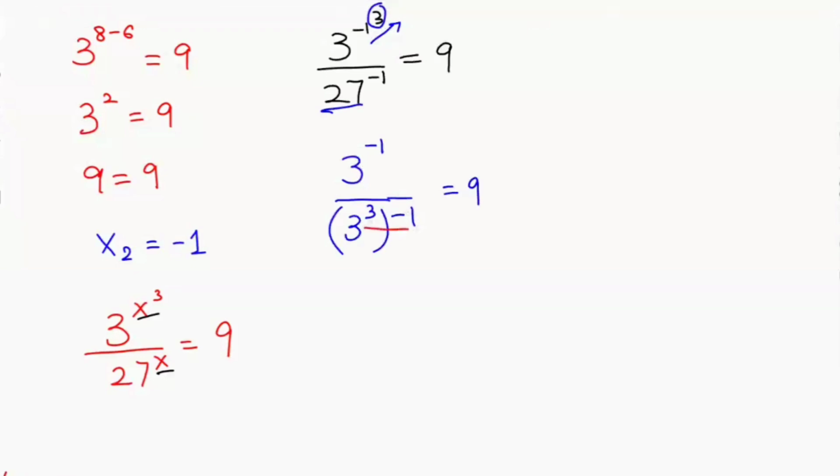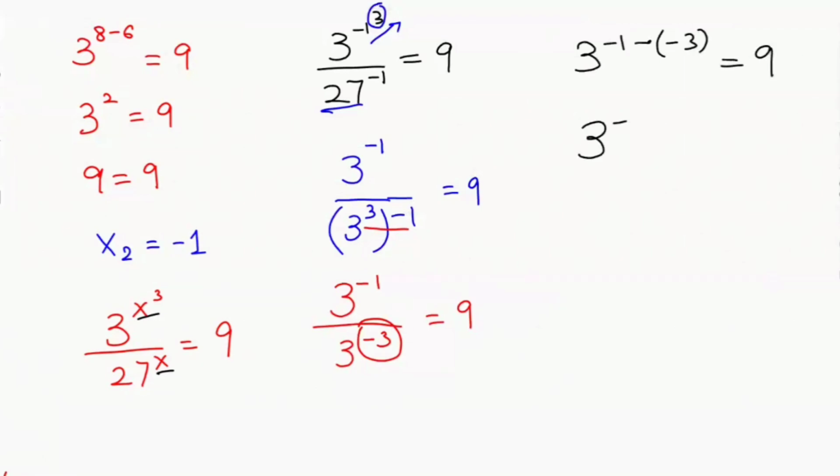Now here the powers are multiplying. 3 to the power of -1 over 3 to the power of -3 is equal to 9. And now I'm going to take this -3 power and 3 to the power of -1, and the minus sign will appear here. We are going to subtract this power, and we have the -3 is equal to 9. 3 to the power of -1, this will be positive, 3 is equal to 9. So 3 to the power of 2 is equal to 9. 9 is equal to 9. So the values of x2 and x3 are also absolutely correct.